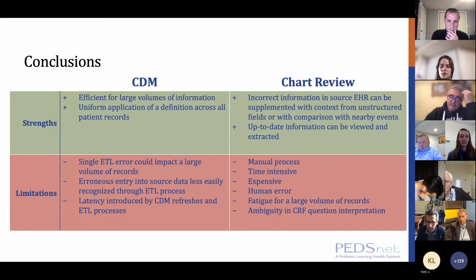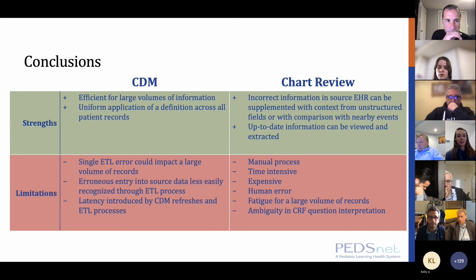So through evaluating all these instances of discordance, we were able to lay out some strengths and limitations of each of these data sources and concluded that we can't always hold one of these as the gold standard, but we really need to play to their strengths when we're setting out to do a study with either of them. We found that the CDM was especially useful for dealing with large volumes of information and being able to apply a uniform definition across all of that information.